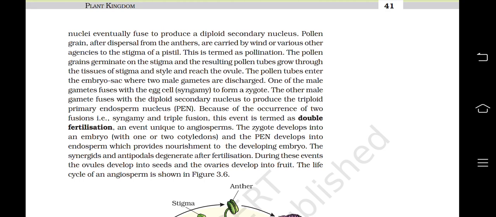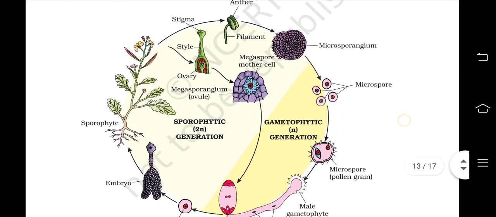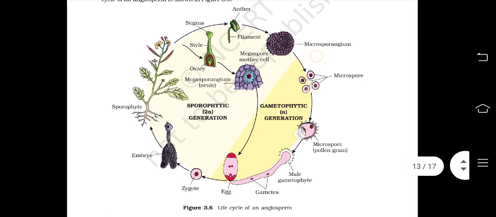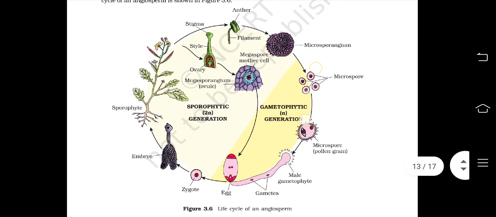The life cycle of an angiosperm is shown in figure 3.6. Let us look at that as well. Life cycle of an angiosperm. So what is there? There is an angiosperm plant which is bearing a male part in the flower and the female part in the flower, having anther and filament as the male part, and stigma, style and ovary in the female part. So what happens?